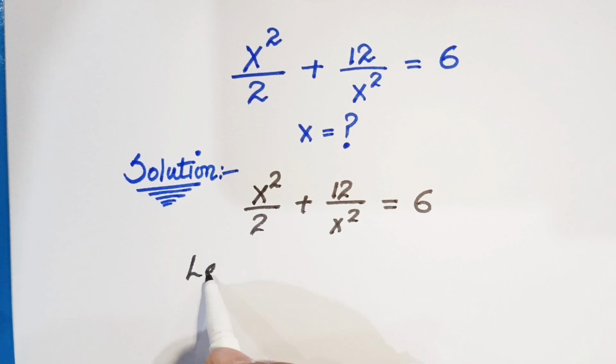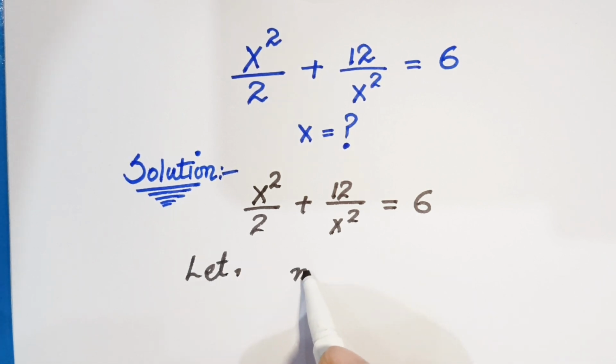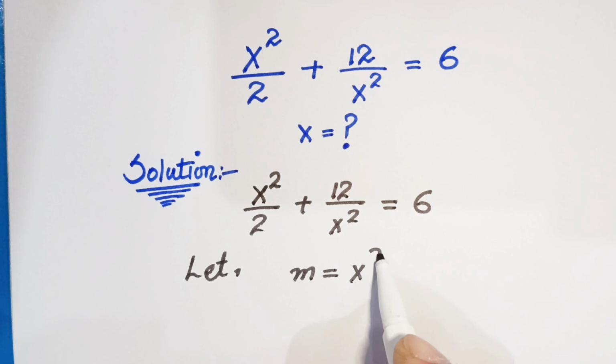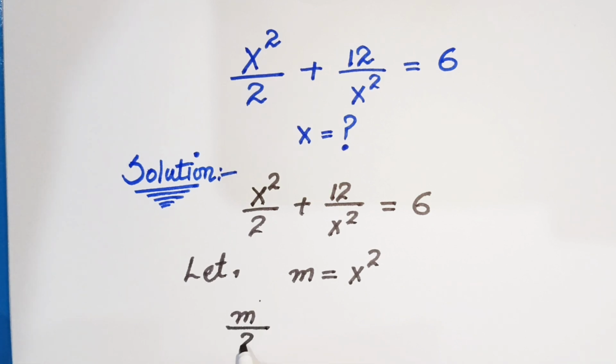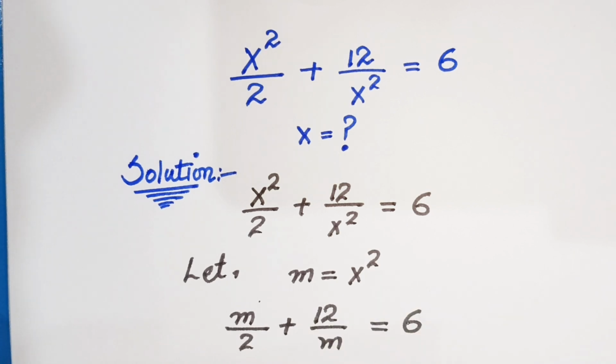that m is equal to x squared. So we just substitute this value here, then we have m, not m squared, but m divided by 2, plus 12 divided by m, that is equal to 6.